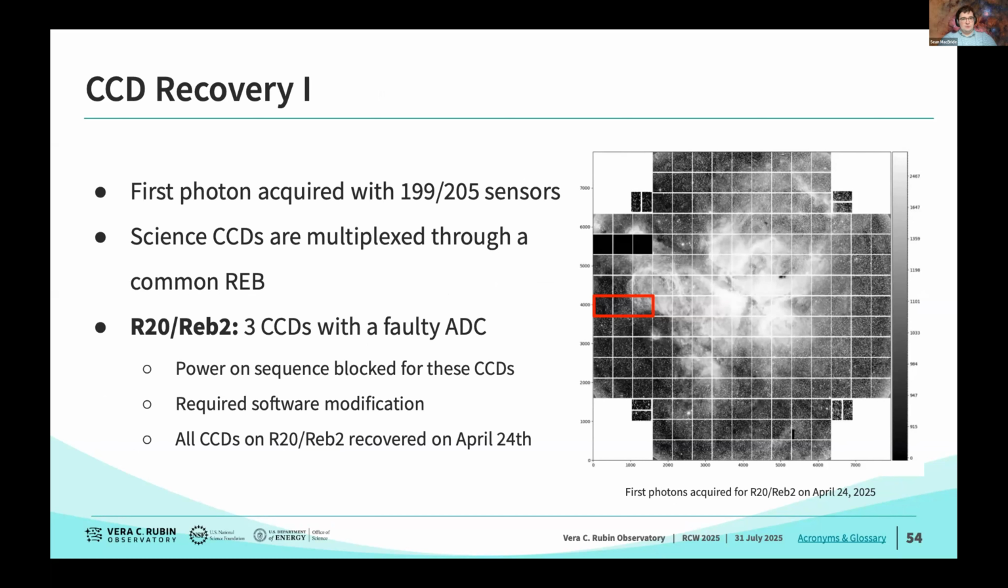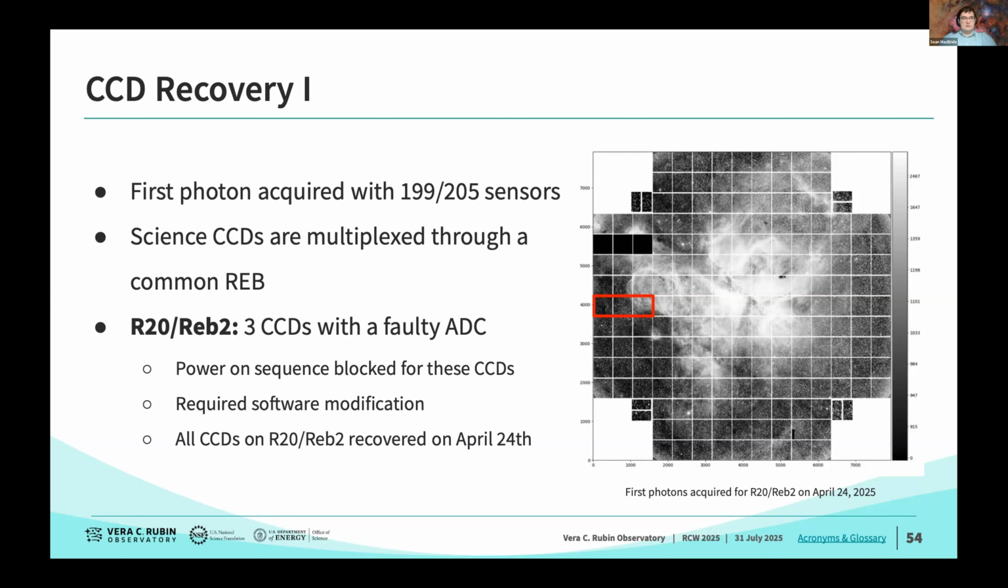And so we started first photon with 199 of our 205 sensors. And there were 2 separate issues we had to encounter. One thing to keep in mind is that our REBs, or readout electronics boards, are multiplexed through 3 CCDs at a time. So when you're powering on CCDs, you power them on in batches on each REB. So if one CCD goes out, we have to deal with all 3 at a time.